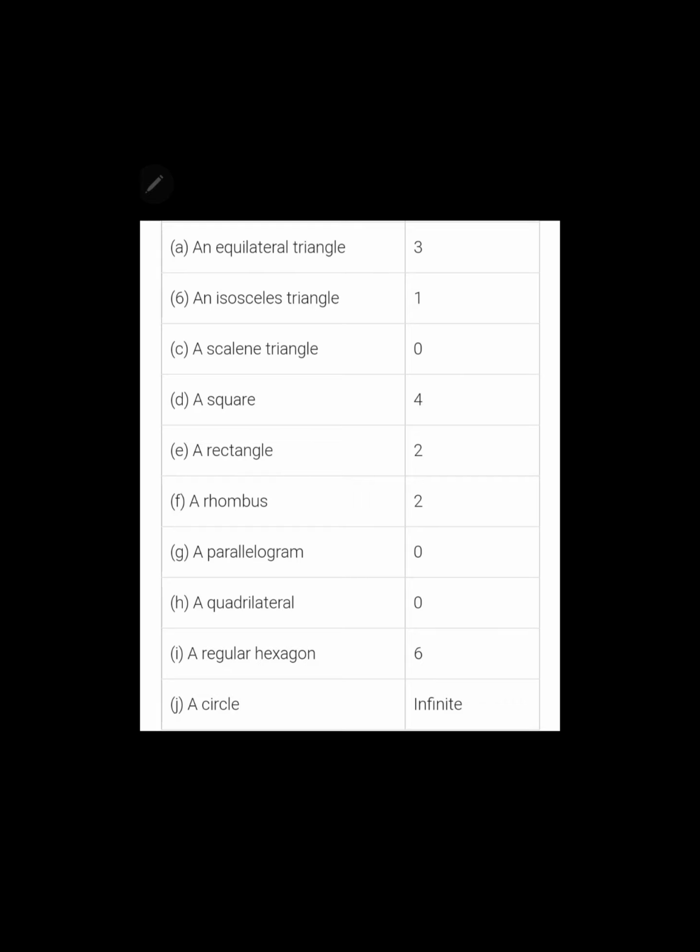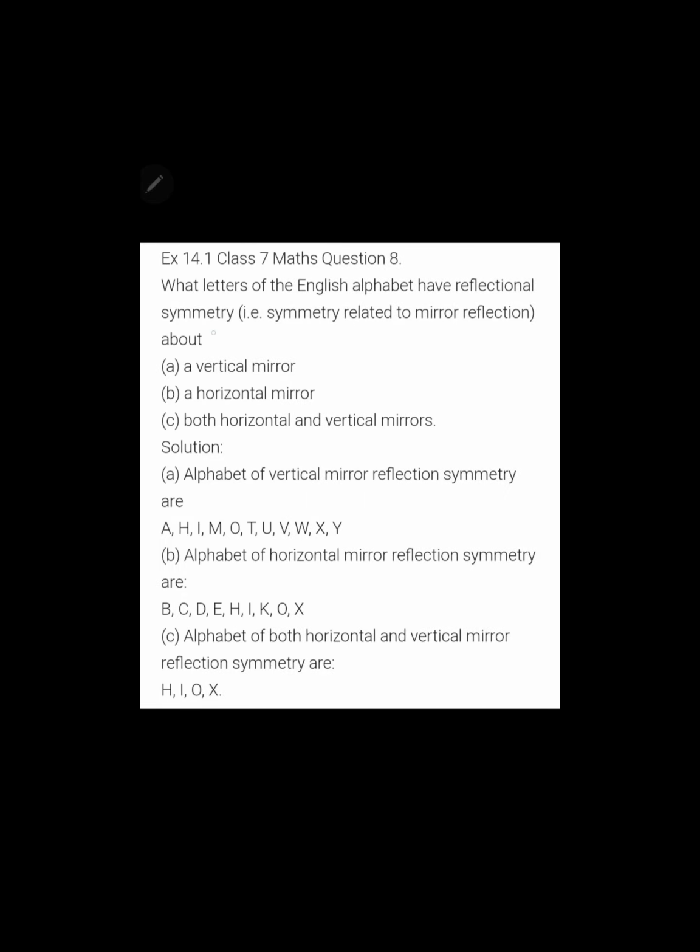Now come to the next question, that is question number 8. In question number 8, which letters of the English alphabet have reflection symmetry? Okay, so this is the symmetry related to mirror reflection. So vertically, vertical means when we place the mirror like this, vertical.